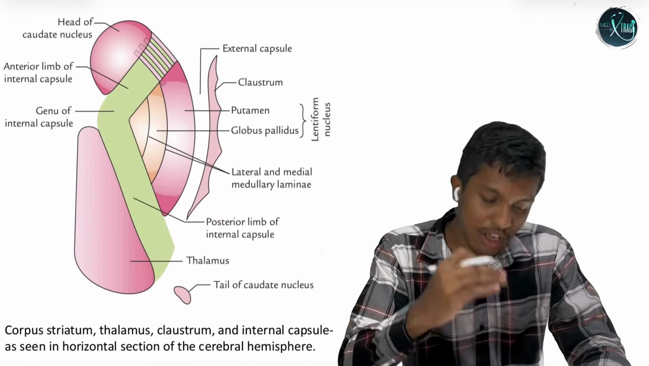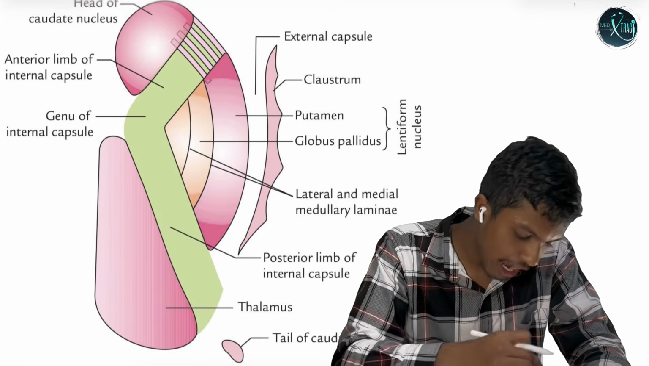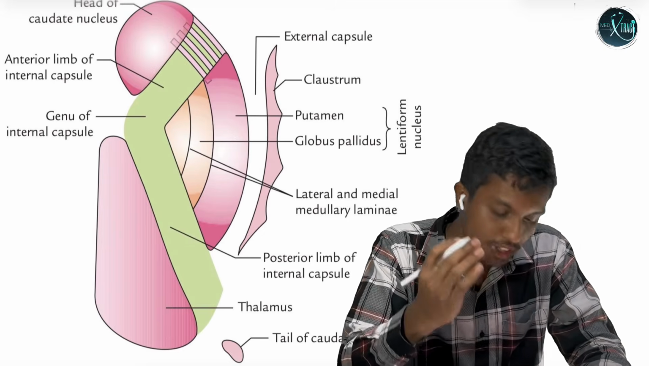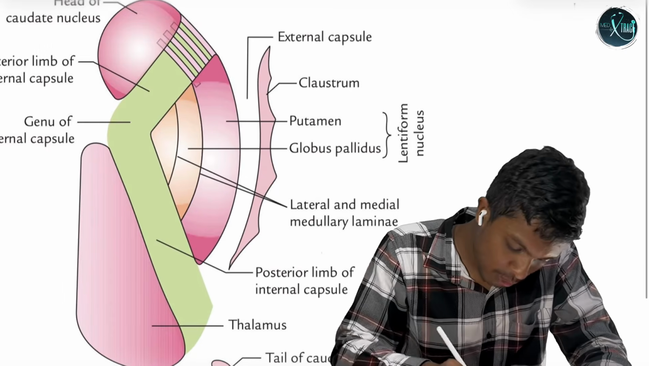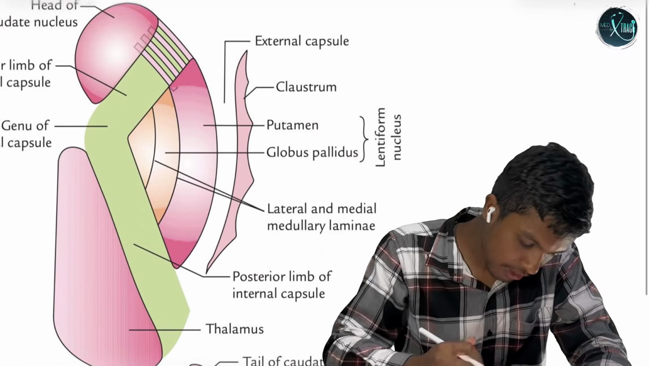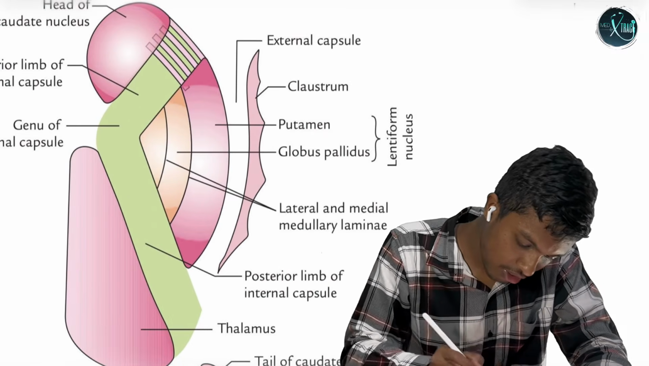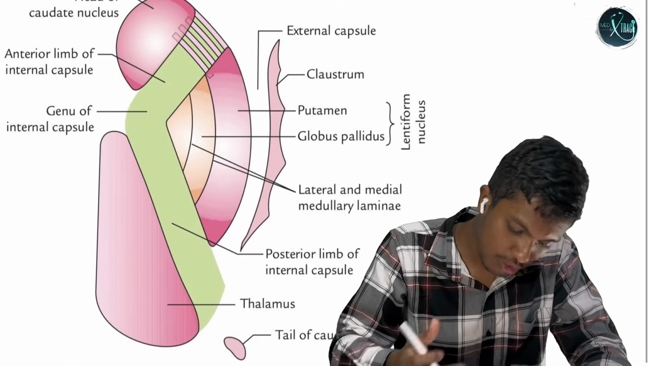Coming to its cross section, we have anteriorly the head of the caudate nucleus, followed by the lentiform nucleus laterally, and the claustrum lateral to the lentiform nucleus.